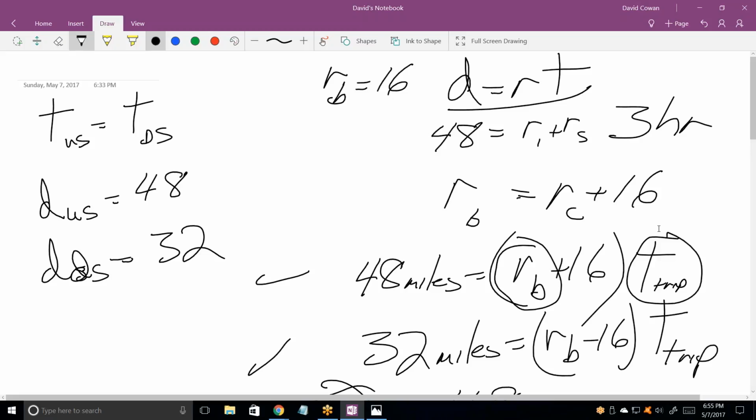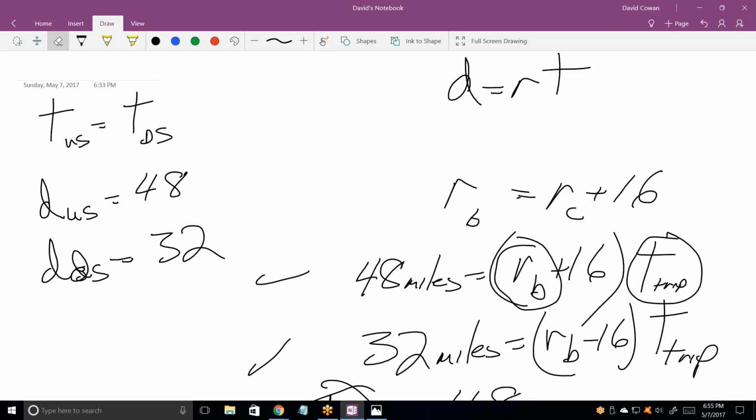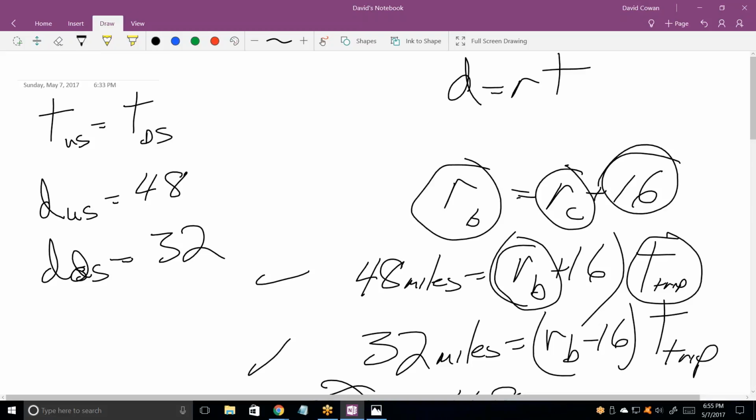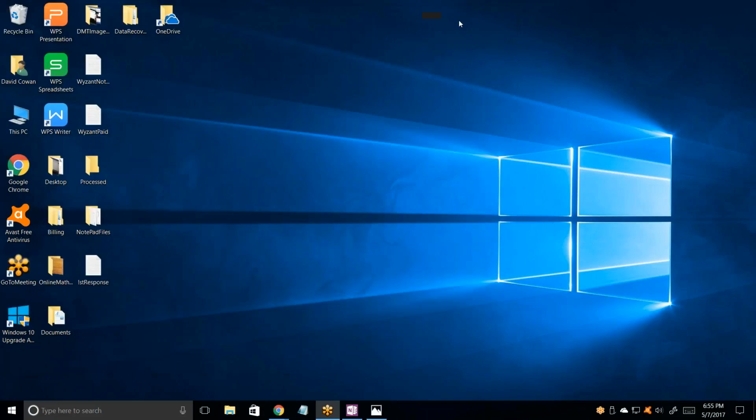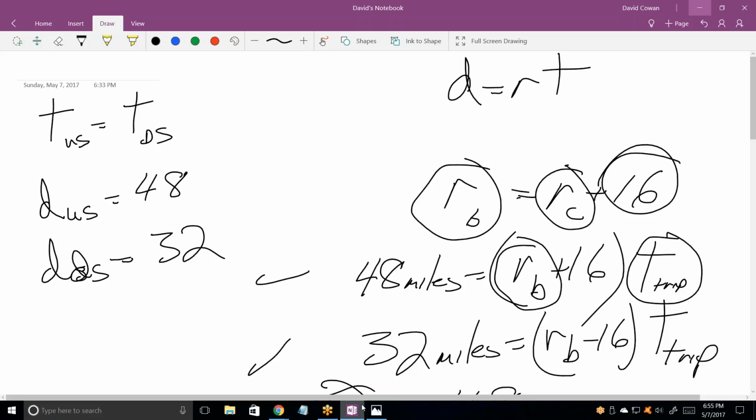Now let's go back to the problem. Alright, we got the speed of the boat equals the speed of the current plus 16. Is that true? Yeah. The speed of the boat in still water is 16 miles per hour greater than the speed of the current in the river. Okay, so that's correct.